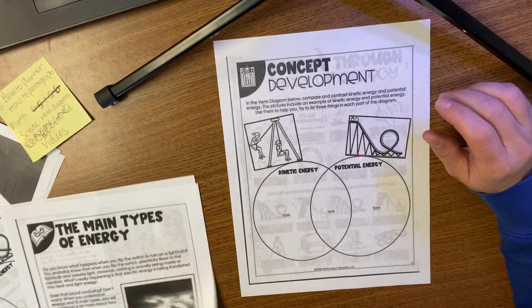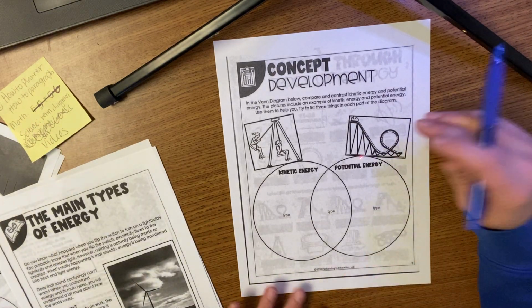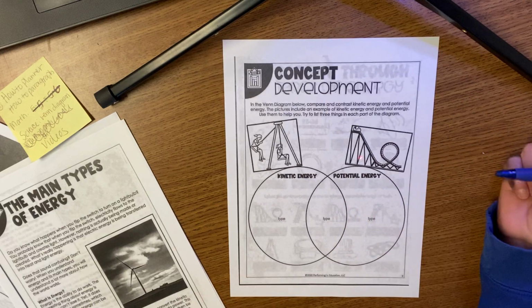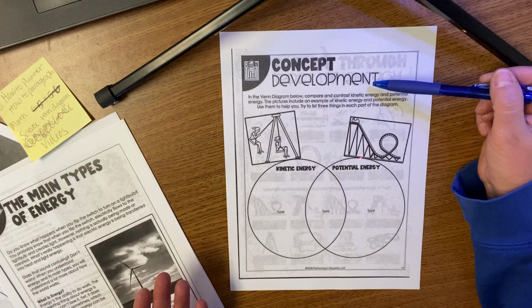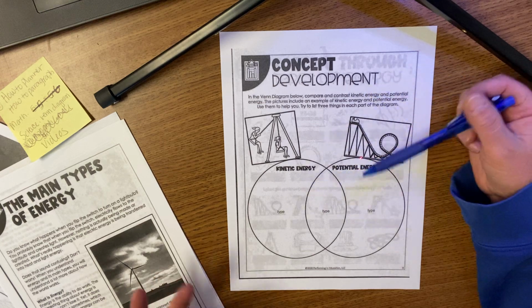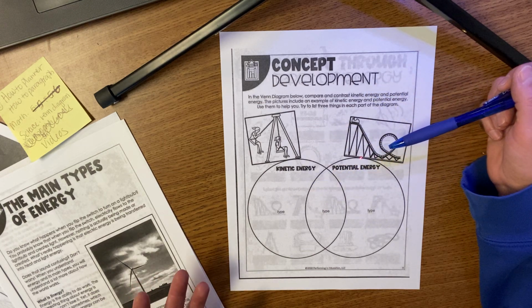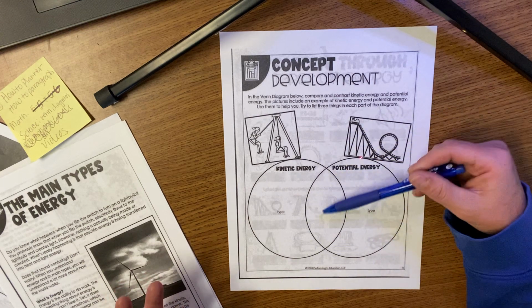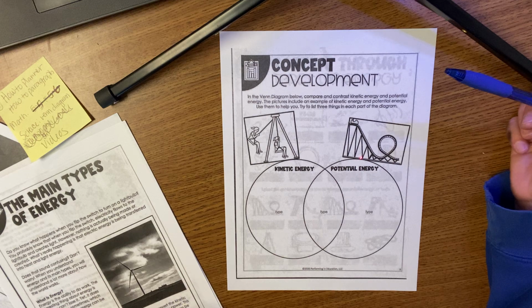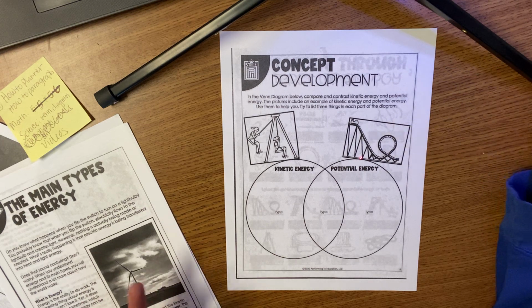Alrighty, good morning. Okay, so I just wanted to show you how to fill out this Venn diagram, okay? This is for concept development, so it's helping you relate the different kinds of energy. So you're comparing them, which is what a Venn diagram does. That's these two circles that overlap. It's called a Venn diagram. You can use it for science, math.